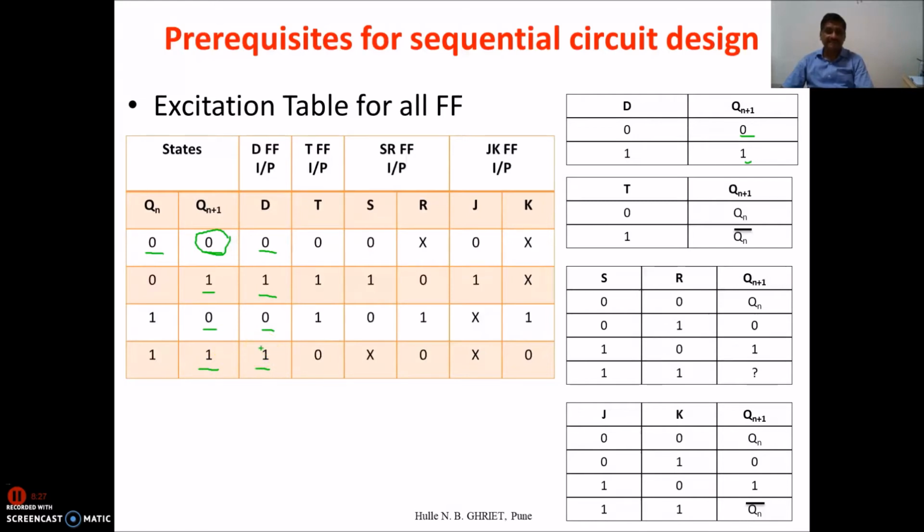This means designing a sequential circuit using the D flip-flop is very simple, because in that case the next state is the same as the input required by the flip-flop. That is the basic thing.